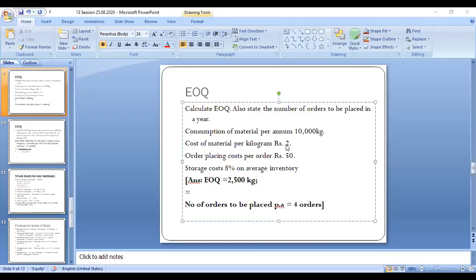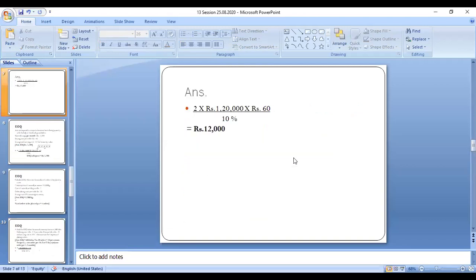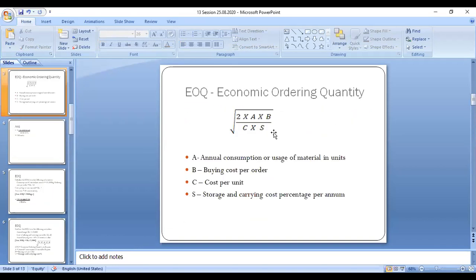This is the previous one. No, so this is a formula, and this formula is different. This is the first case. If you want to calculate the EOQ in units, you have to apply this formula. The annual usage is also given in units, in the question, for the materials.